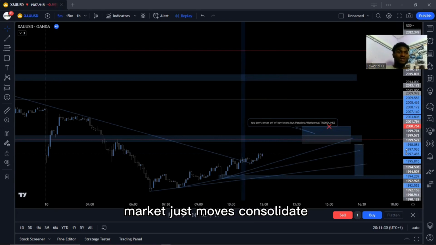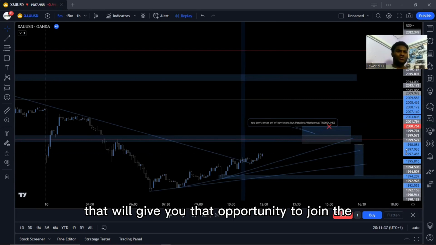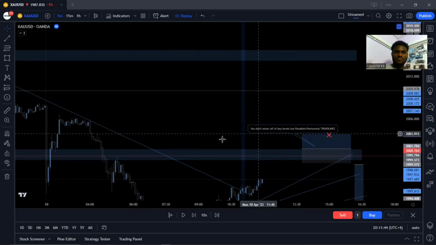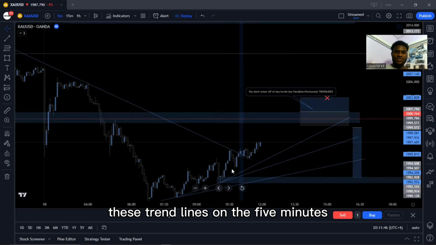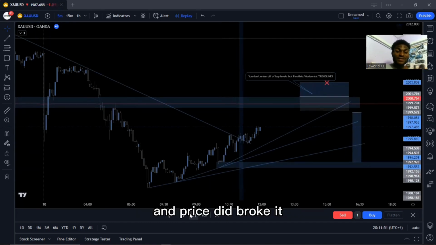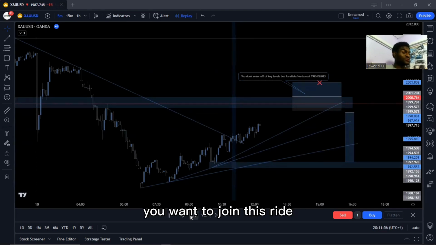The market just moves, consolidates all the way to the downside. But if you see a trend line on the 5 minutes, that will give you the opportunity to join the ride. So that's basically what I did. I found these trend lines on the 5 minutes and waited for price to break this, and price did break it. Price was like, yeah, you want to join this ride? Okay, join this ride. Let's hit your stop loss.